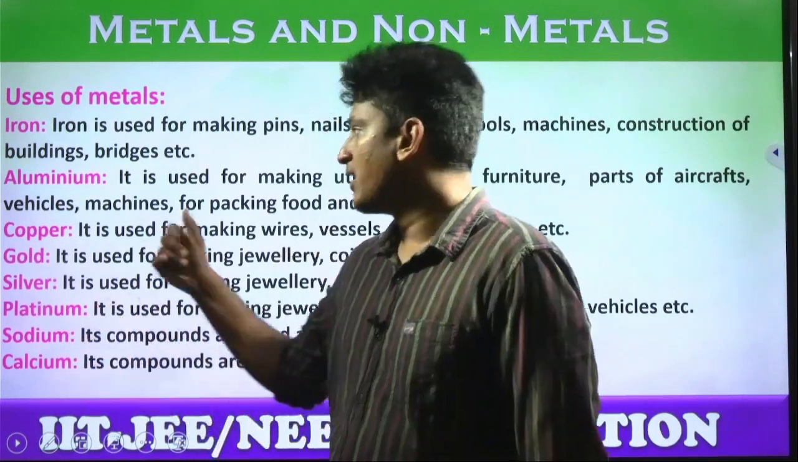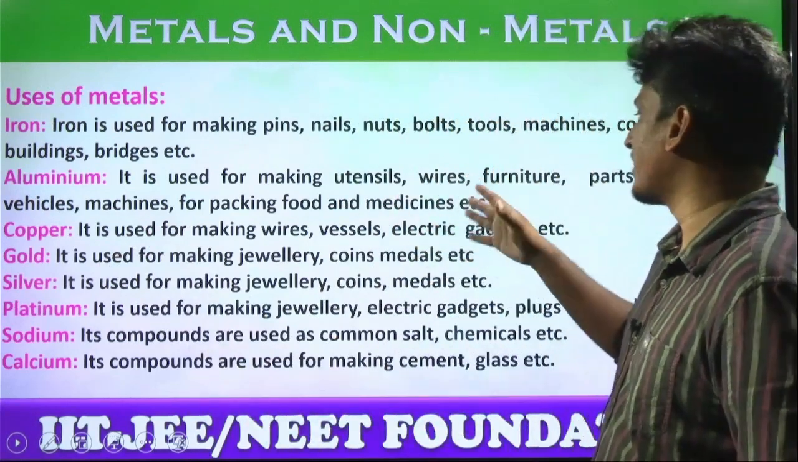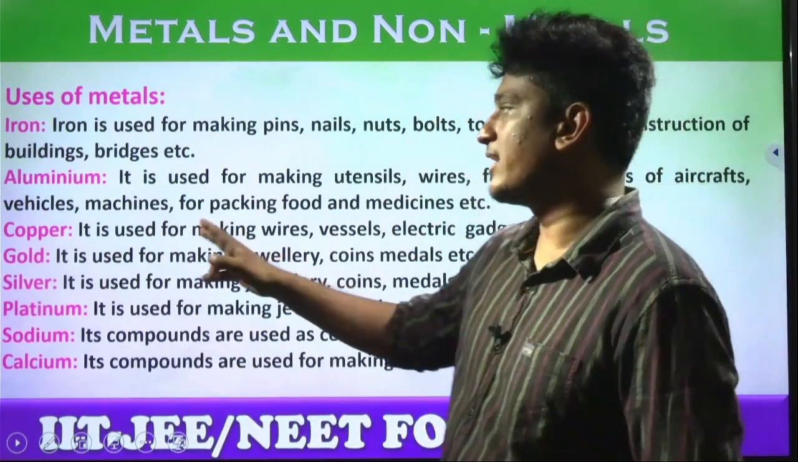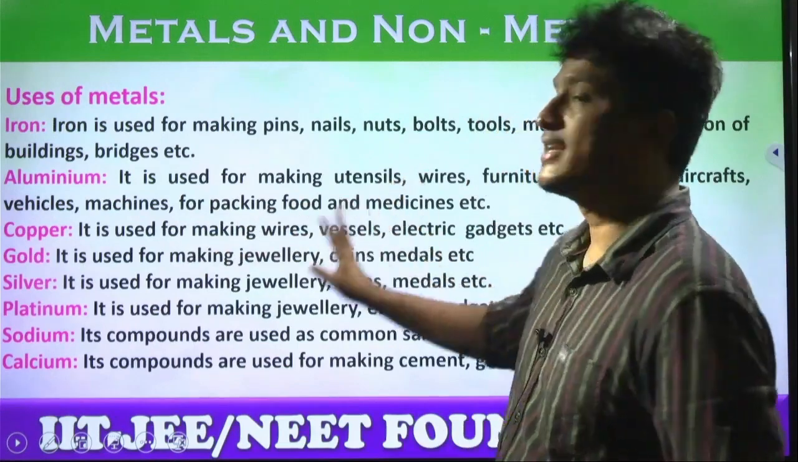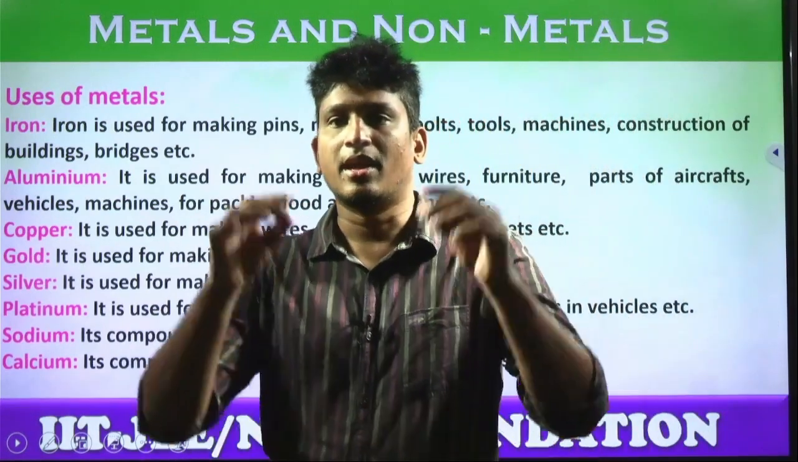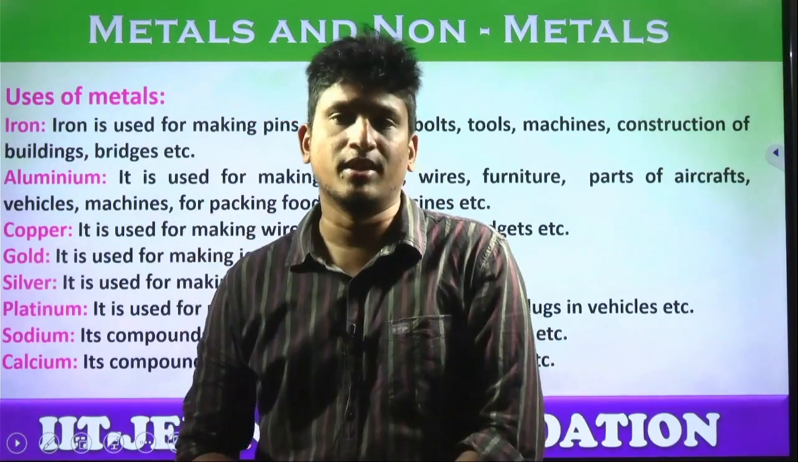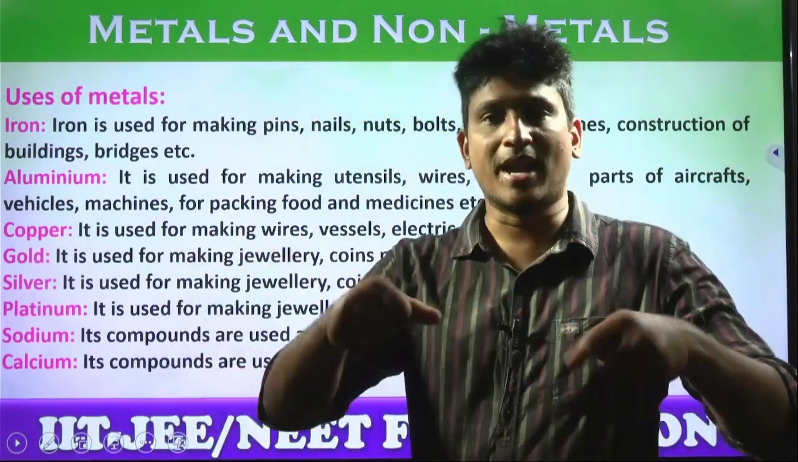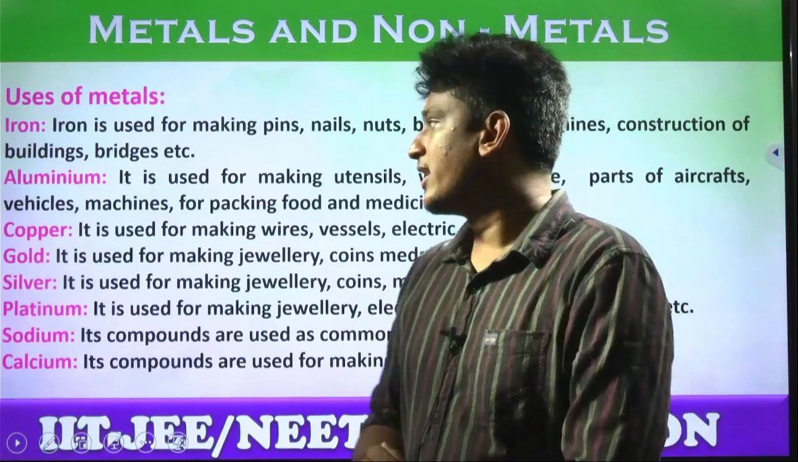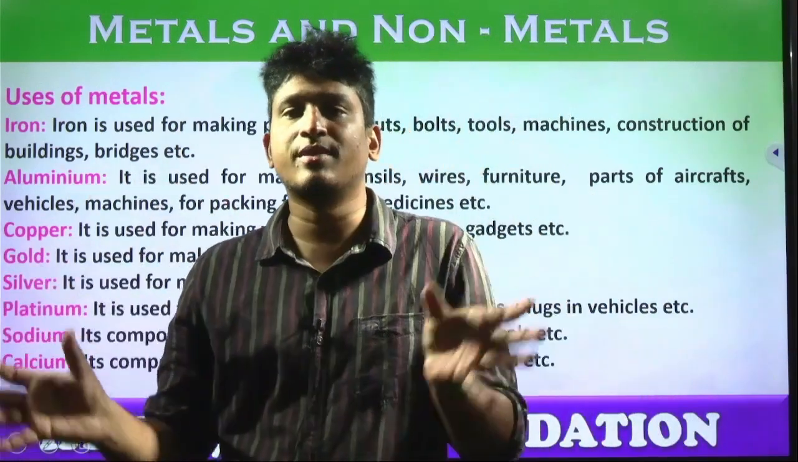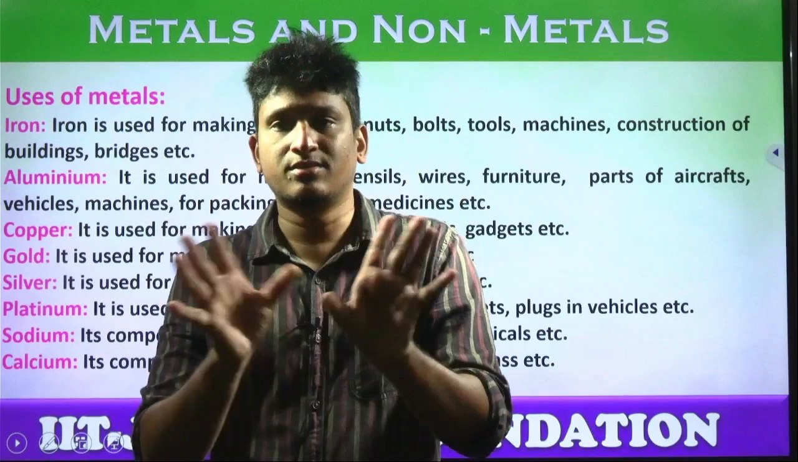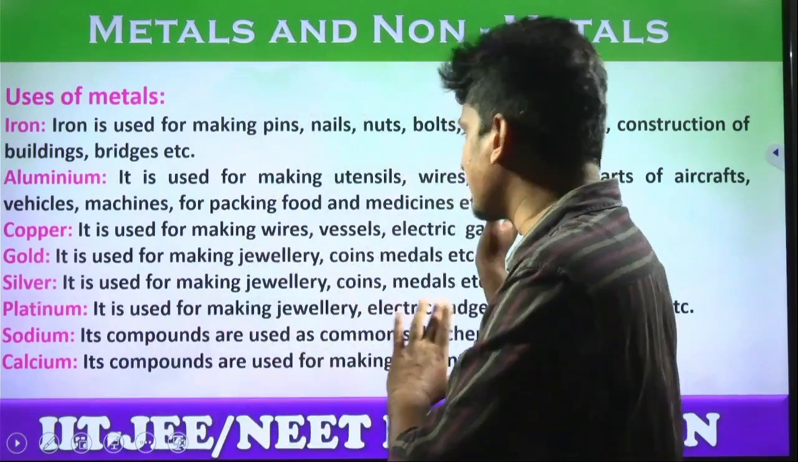Got the clarity? Aluminium is used for making utensils, wires, furniture, parts of aircraft, vehicles, and machines for packing food and medicines. Have you seen the backside of medicine strips? Foil is there, na? Silvery. That is aluminium. Food packaging also uses aluminium foils, and machines, vehicles, car bodies. Why? Because it is the lightest metal, so that's why aluminium is mainly used in all these cases.